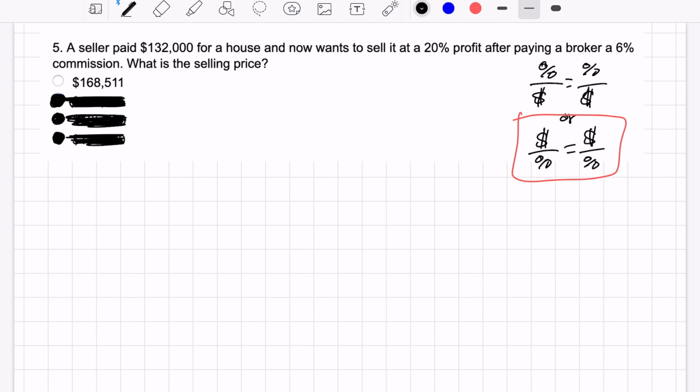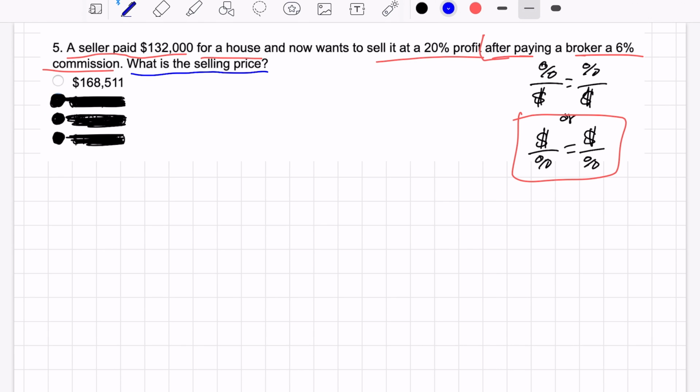So we have a problem here. A seller paid $132,000 for a house, and now they want to sell it at a 20% profit, and also that will be after, that's a keyword, after paying a broker 6% commission. And the question being asked is, what is the selling price?